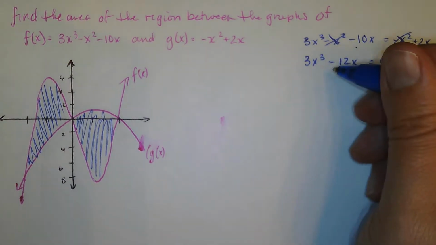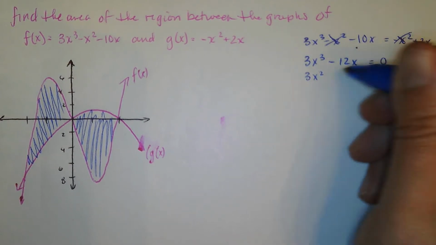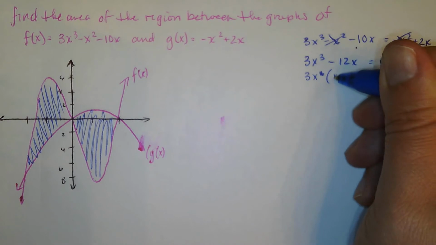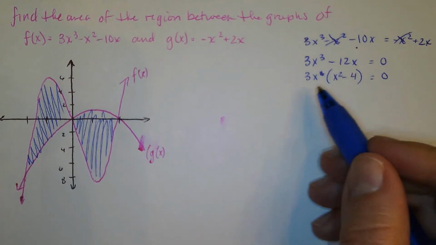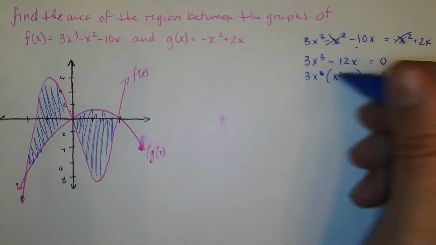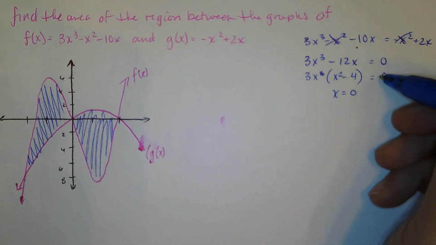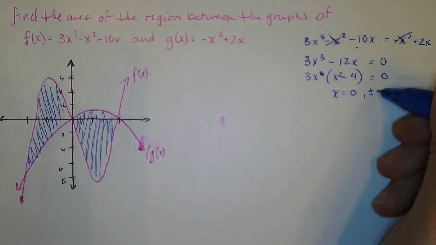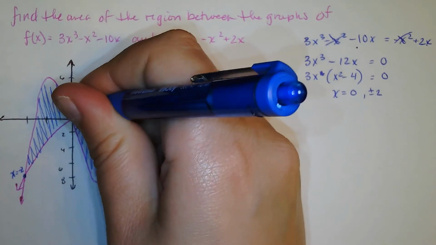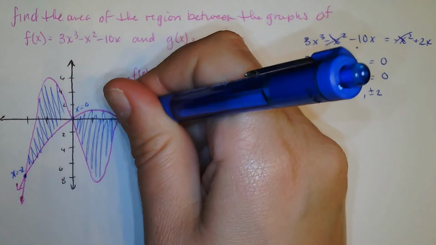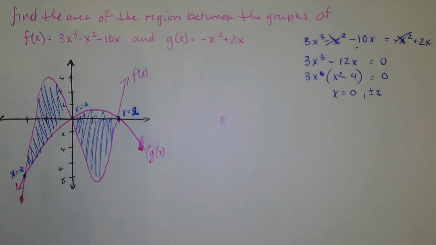I could do some factoring. I'm going to take out 3x, leaving behind x squared minus 4. All right, so when we go ahead and factor that and solve it, 3x equals 0, so x equals 0. x squared minus 4 equals 0, add the 4, square root it, and then we get plus or minus 2. So this is negative 2. This, of course, is 0. And this is positive 2.